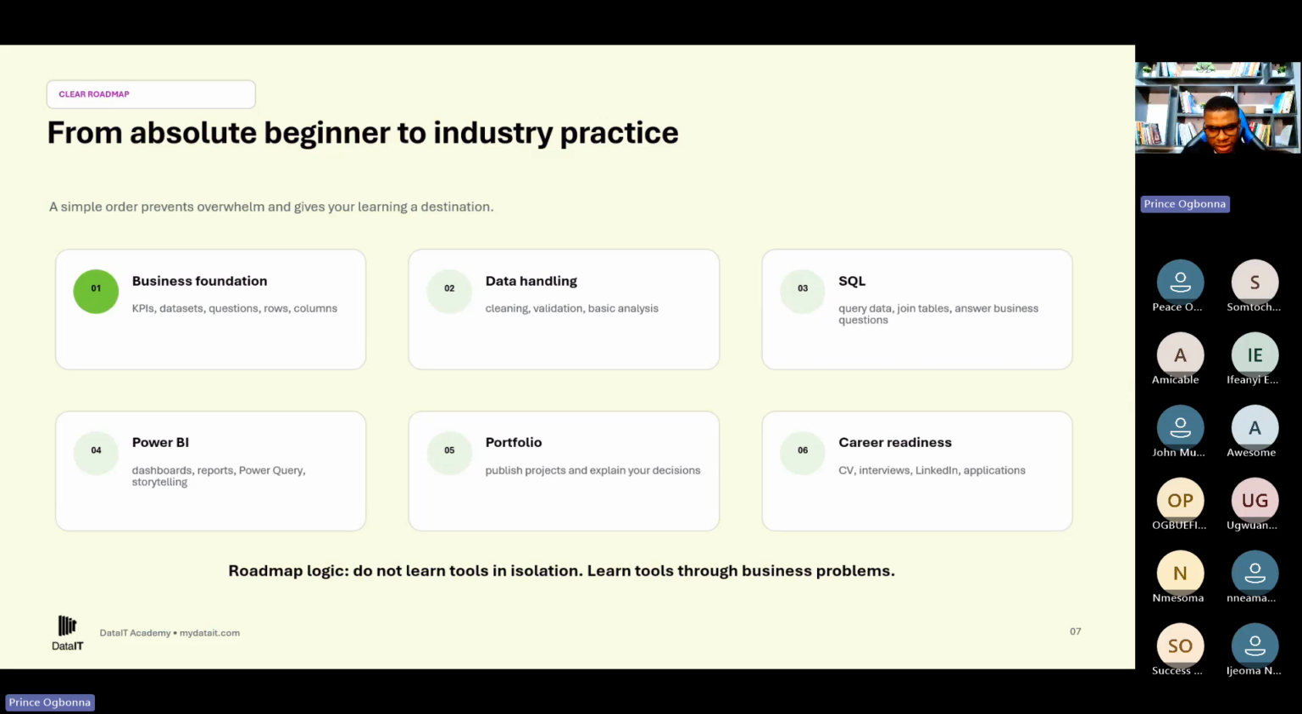Then we can start talking about SQL, Power BI. SQL, we use it for database management. Power BI is for business intelligence, dashboards and reports. Then portfolio: publish projects and explain your decisions. Like I said, the projects you will do, you would have to present well and make sure that somebody looking at it, without you there to explain what you did, will be able to understand that this is what you did, this was your aim, this was your findings, and these are your recommendations. Then your career readiness: your CV, interviews, LinkedIn. I think Ms. Omar asked about LinkedIn. We're going to talk about that as well. Then application. So we'll dissect them one after the other.